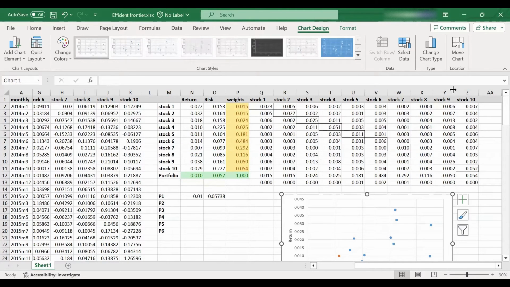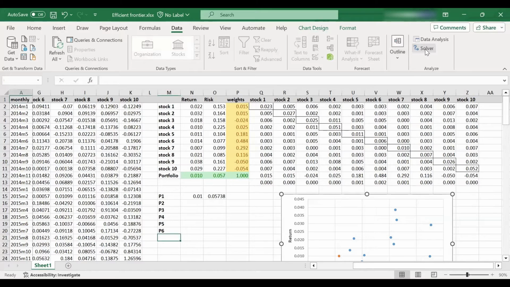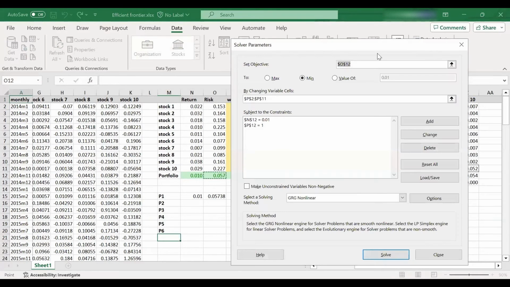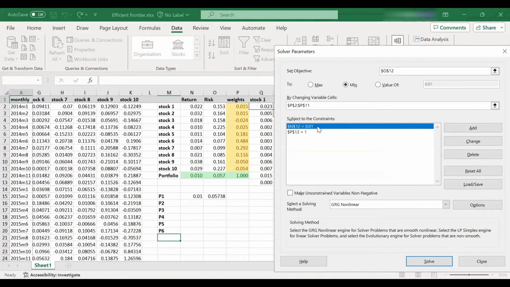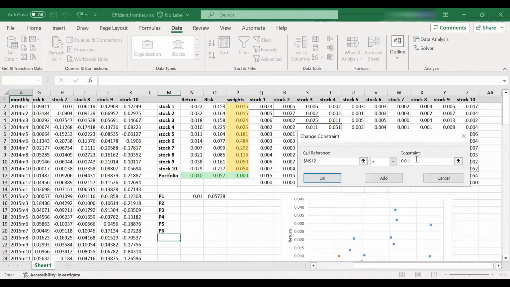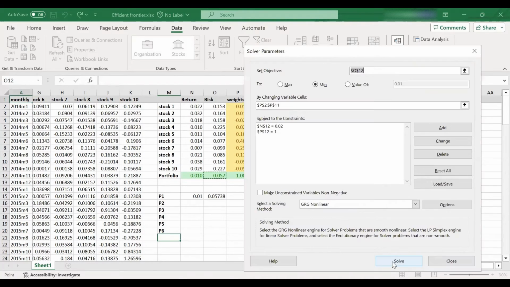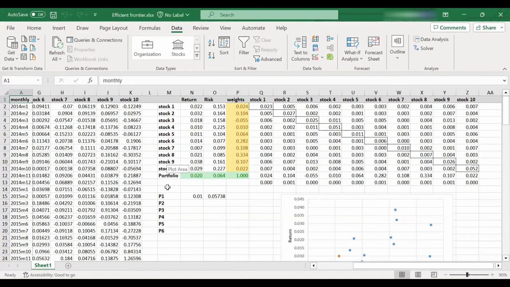Okay, back to Solver. Now everything will be a lot faster. So go to Data again, go to Solver. The only thing now I'm going to change is this constraint. So I'm going to select a higher return level. Let's change it to 0.02. Let's get a new solution. Here we are. So this is my second portfolio.